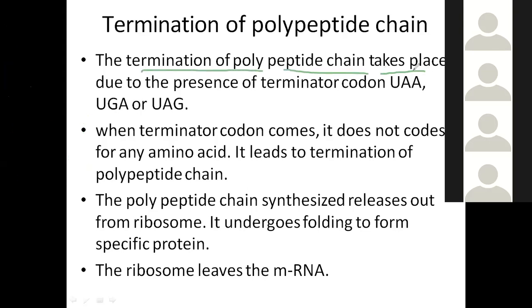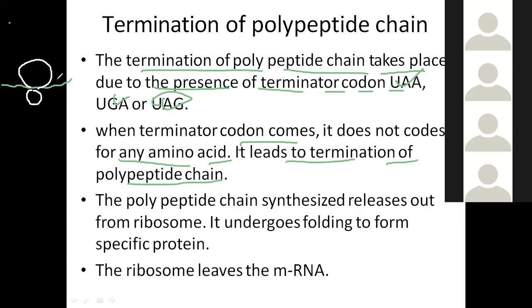The termination of the polypeptide chain takes place due to the presence of a terminator codon, like UAG, UGA, and UAA. So this is the stop codon. When the terminator codon comes, it does not code for any amino acid. It leads to the termination of the polypeptide chain. Suppose this is the mRNA strand and the ribosome is moving. I told you the ribosome moves in the 5' to 3' direction, scanning. When it is moving in this direction, suppose the stop codon UAA comes. When it strikes the stop codon, ultimately what happens?